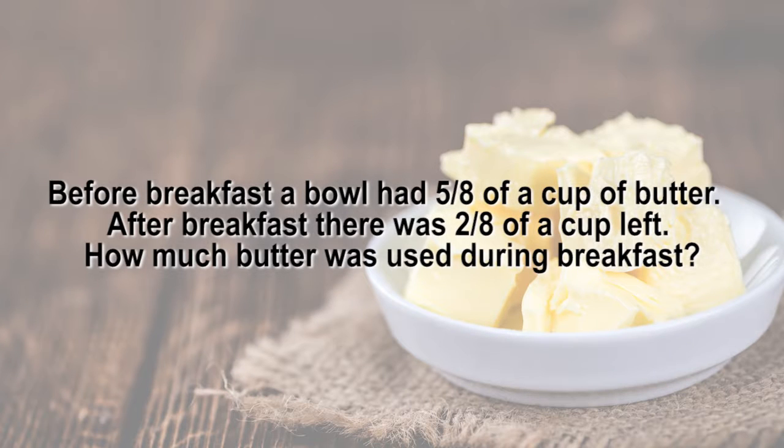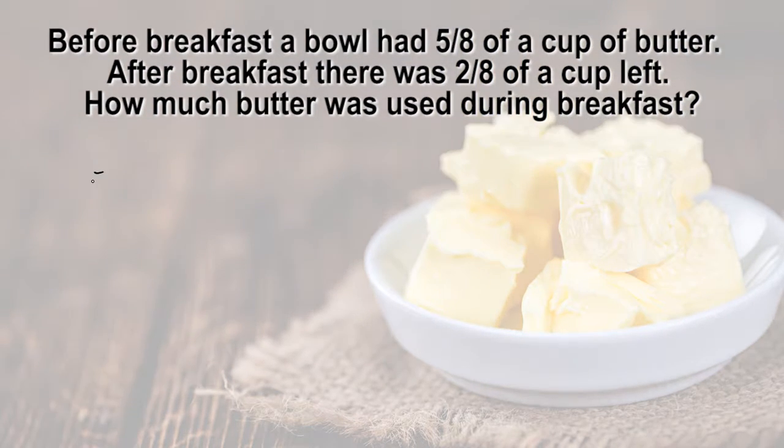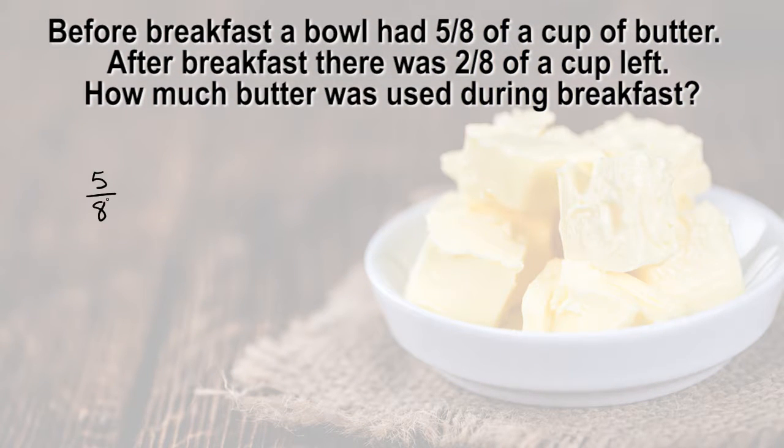Before breakfast, a bowl had 5/8 of a cup of butter. After breakfast, there was 2/8 of a cup left. How much butter was used during breakfast? The equation to represent this problem would be 5/8 butter subtract A, an unknown amount, equals 2/8 left.